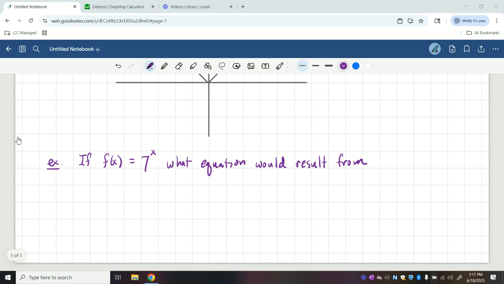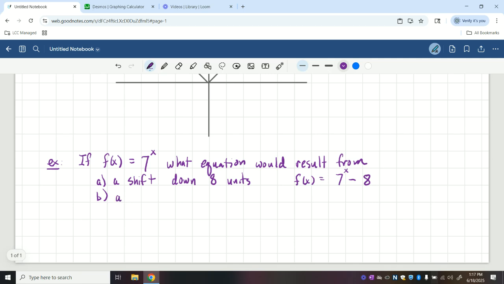Okay, so if f of x equals 7 to the x, what equation would result from a shift down 8 units? Up and down, remember, is add or subtract. Like the 8 on the end is not going to be up there with the x. It's going to look like this: f of x equals 7 to the x, and the minus 8 is going to totally be separate. It's not going to be up with the x.